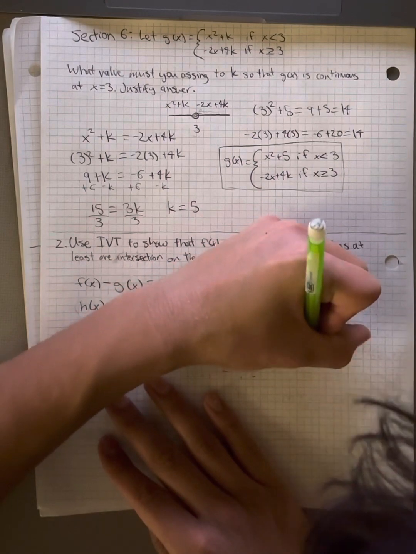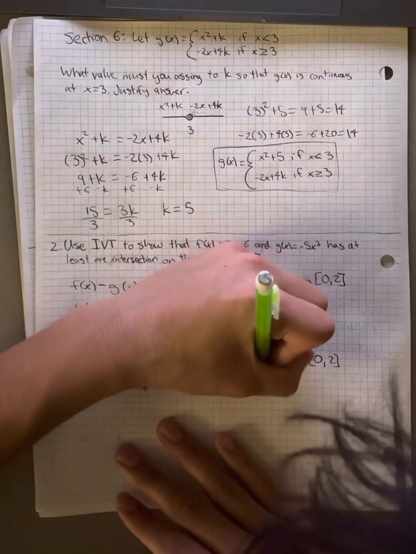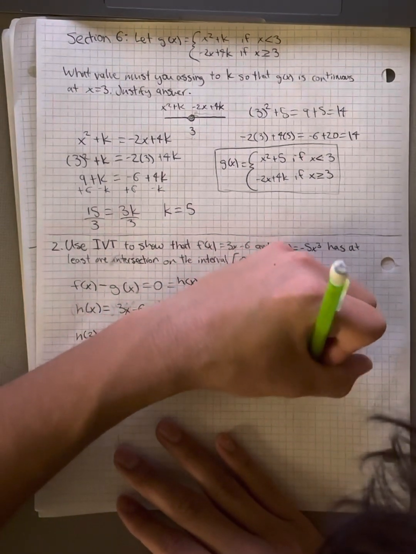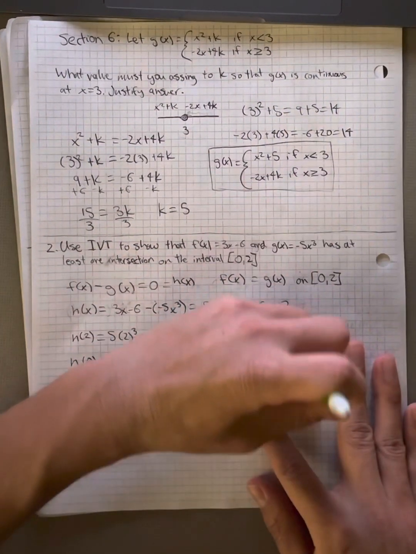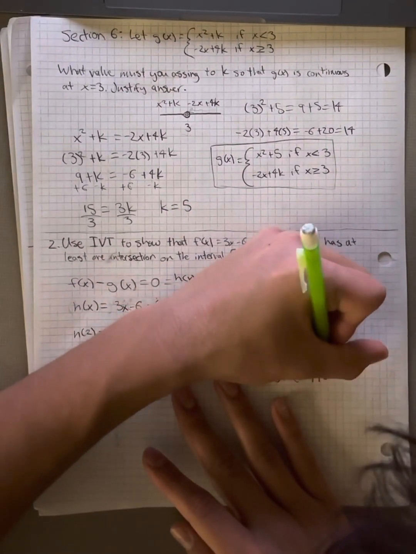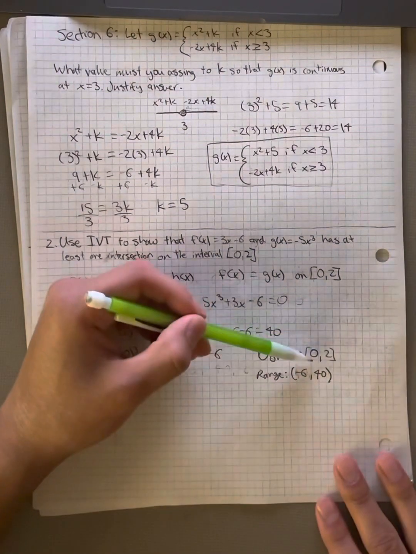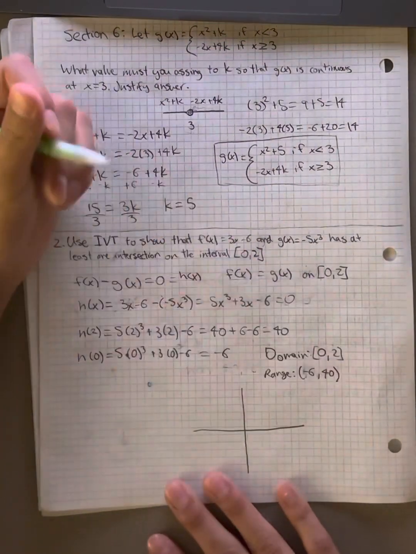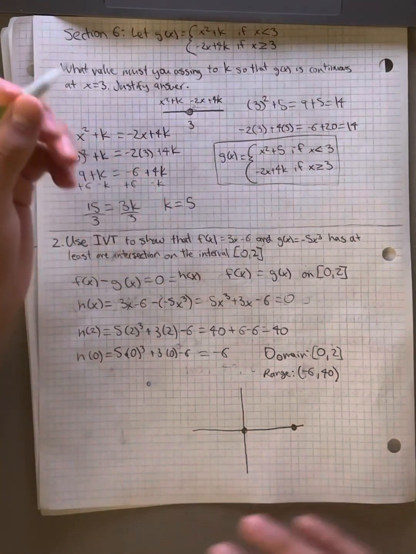Domain, 0 to 2, range, negative 6 to 40. And as you can see with these corresponding values, somewhere from 0 to 2, let's just keep it like this.